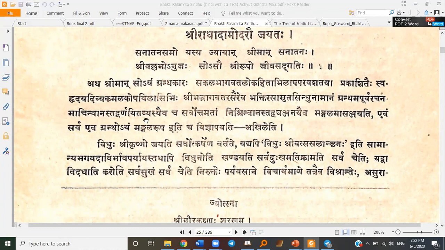Tad varnayitavyasya eva cha sarva uttamatam nishchinvanah. So now the matter discussed in Bhakti Rasamrita Sindhu is Sarvottam, is the best of the knowledge, because ultimately all the philosophies, all the knowledge and this and that culminates into bhakti, and bhakti is manifold.